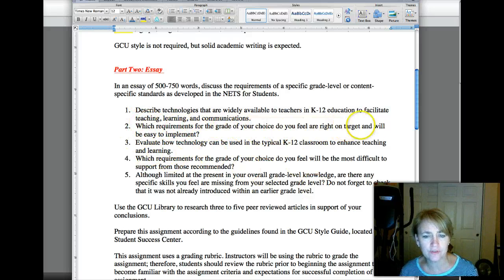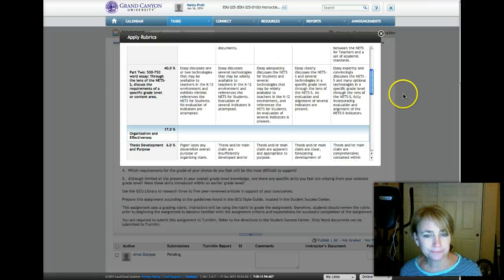Which requirements for the grade of your choice do you feel are right on target? If I'm a third grade teacher, which of these pieces in the NETS-S for third grade sound like they are really right on? Kids can do it. It's probably happening already in the schools. Or which ones aren't going to be easy to implement? That's number four. What's listed in the NETS for students that really feels unreachable to the grade level or content area that you think you're going to teach? Okay? Hopefully that's good enough.